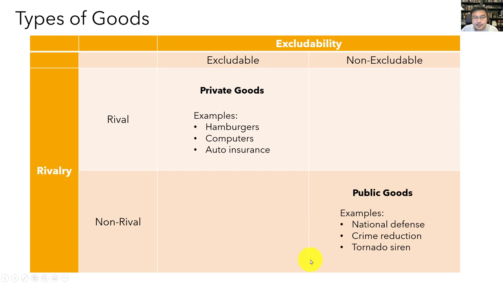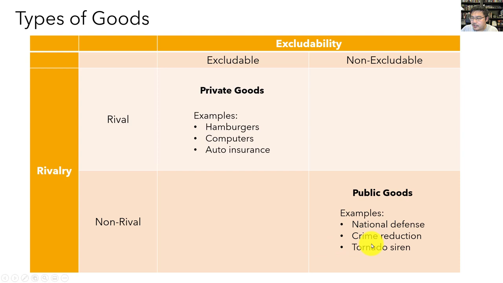We already talked about national defense, but crime prevention is also similar to national defense. It's non-excludable because, well, first of all, no one can predict exactly who's going to be the victim of a crime. And so when crime is reduced, everyone in the community benefits from the reduced risk. It's also non-rival because one person's enjoyment of a reduced risk of crime doesn't diminish anyone else's enjoyment of a reduced risk of crime.